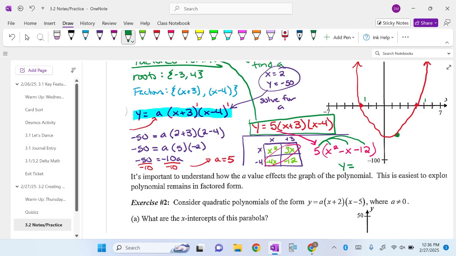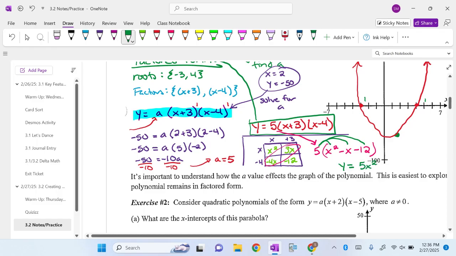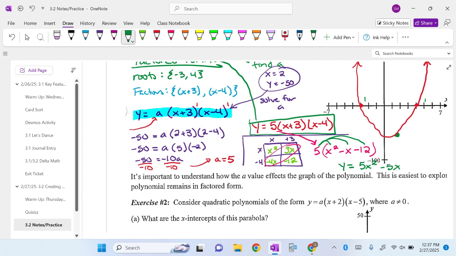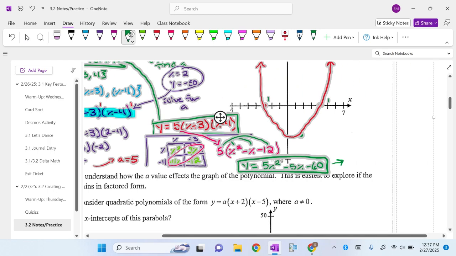Yeah, I was about to say, what do we do next? And I said distribute. So what's 5 times x squared? 5x squared. 5 times negative x. Negative 5x. 5 times negative 12. Negative 60. So this is our function in standard form.